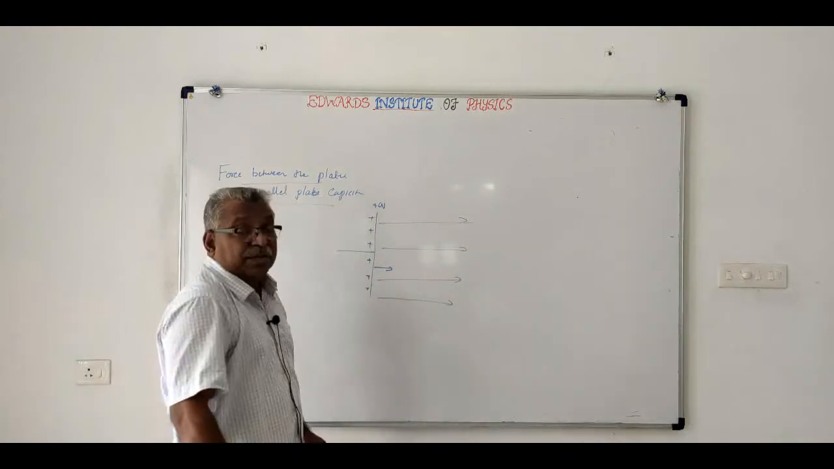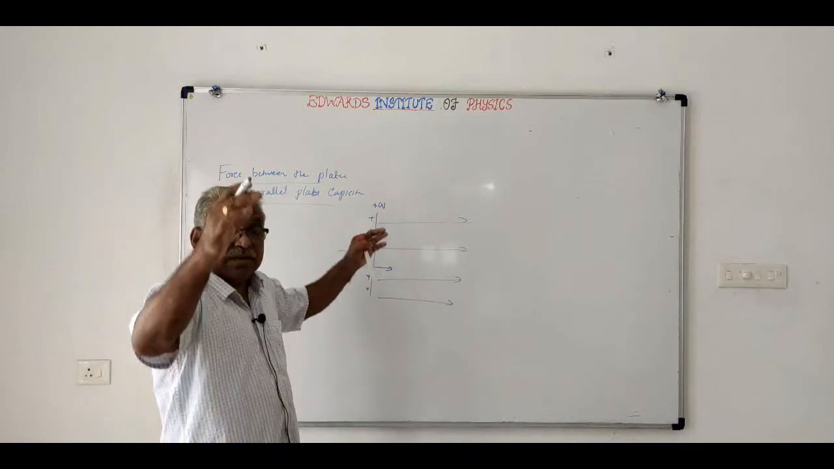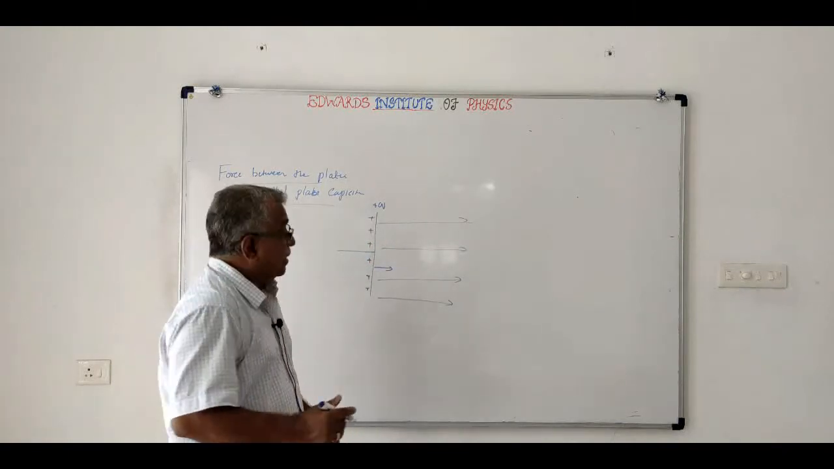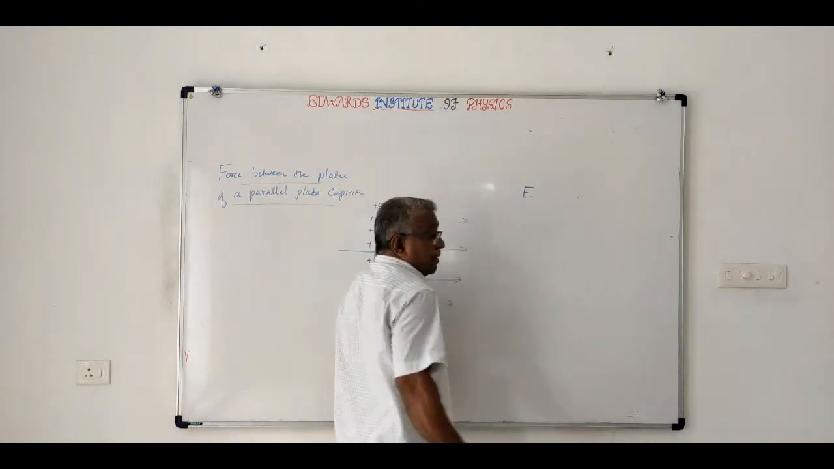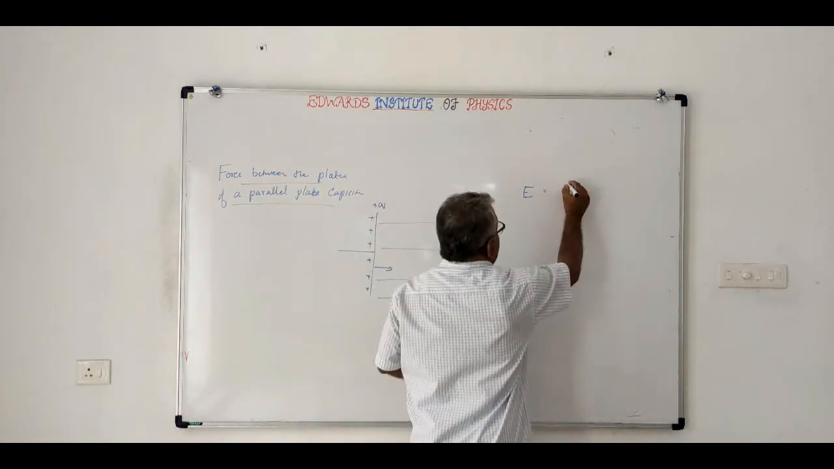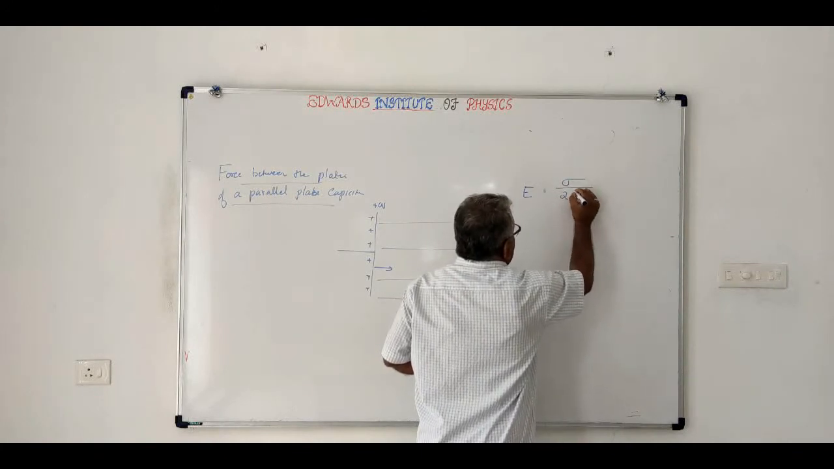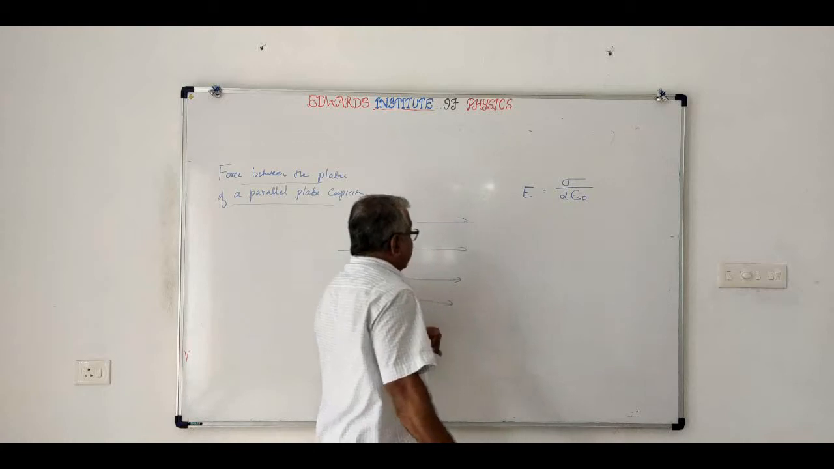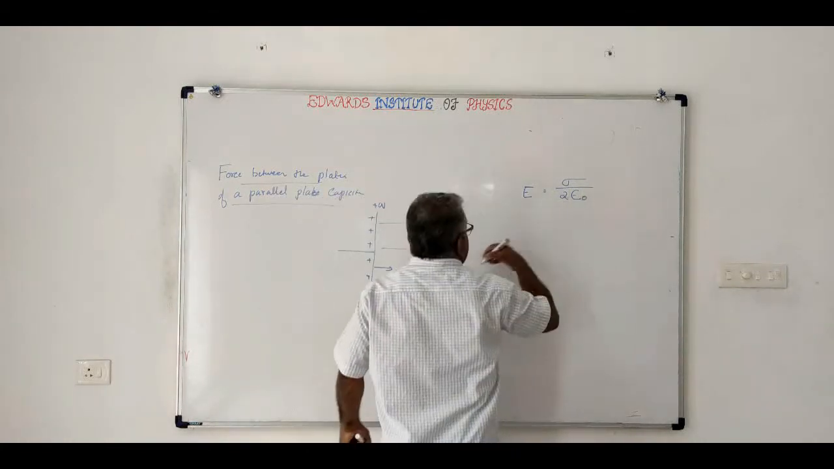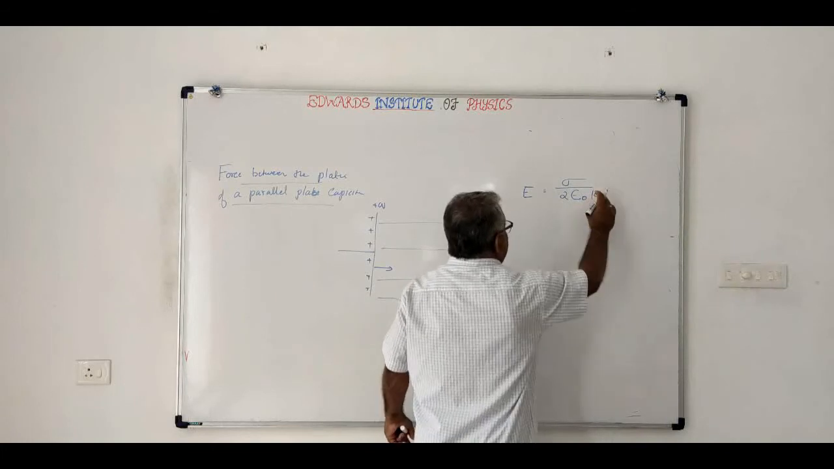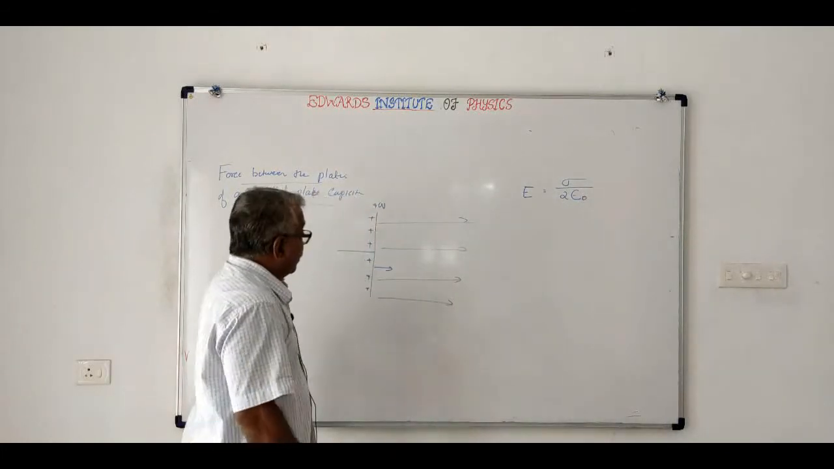What is the expression for the electric field created by a charged infinitely large plate? You refer to my previous video: E will be equal to sigma by 2 epsilon 0 if it is vacuum. If there is a dielectric here, it will be K. So now let us see that it is sigma by epsilon 0.